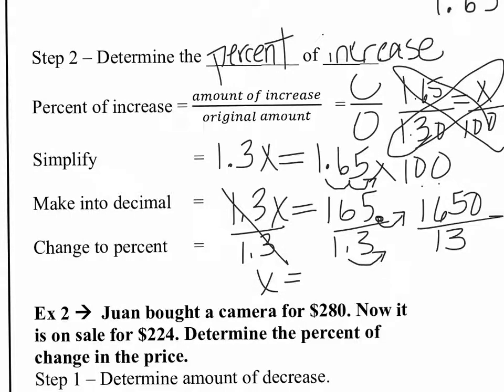Go ahead to the side and divide 13 into 1,650. And you should get 126. Carry it one place past the decimal so you can round to the nearest percent. A 9. The 9 tells the 6 to go up. So you're going to round that to 127, and you're looking for percent. So the percent of increase was 127%.